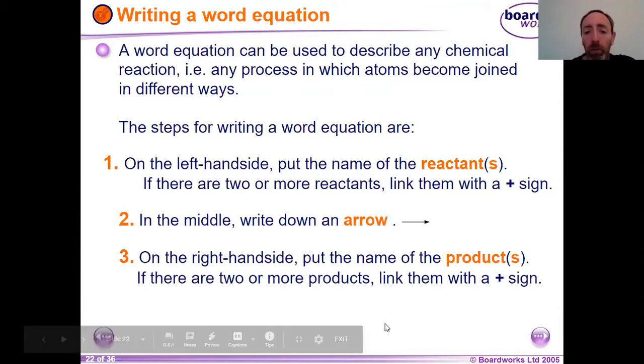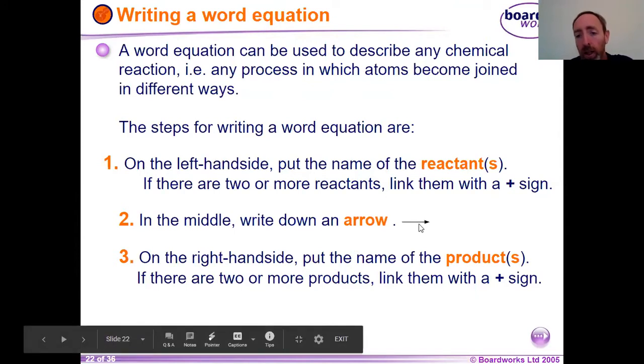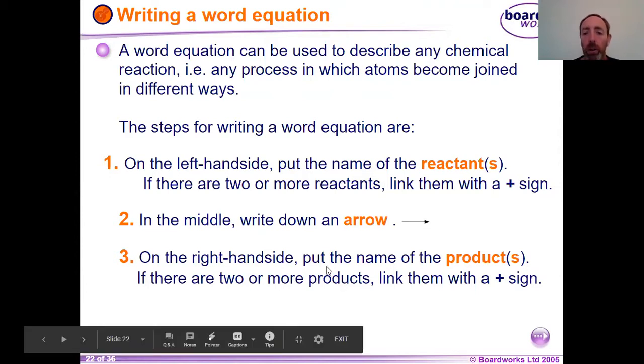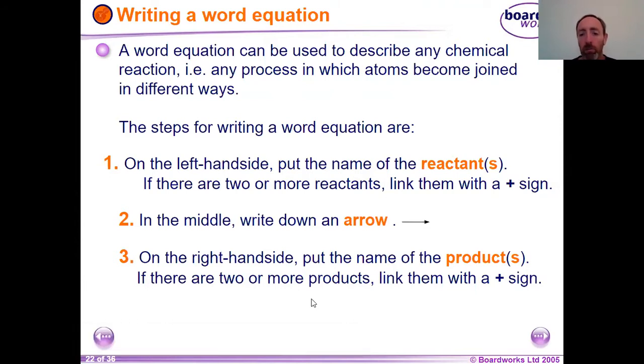In the middle of the word equation, write and draw an arrow, and that stands for "reacts to make". So in the case, again, of photosynthesis, I said carbon dioxide plus water reacts to make, when you've got the arrow, glucose plus oxygen on the other side. That is on the right-hand side of the arrow, where you put the name of the products. If there are two or more products, again, you link them with a plus sign.